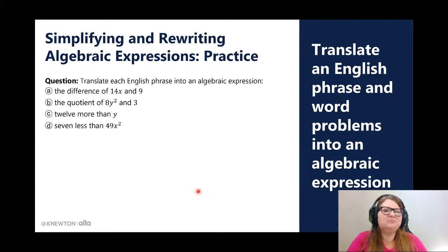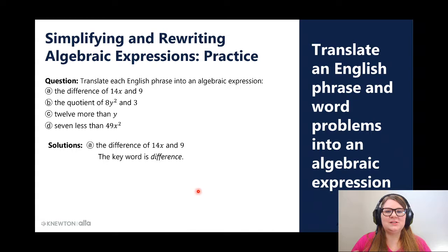So let's look at a few examples. The difference of 14x and 9, well, is that addition, subtraction, multiplication, or division? And is it in the order we see it or the opposite order? Well, difference means subtraction, and we actually get to just keep the order. So we're going to say it's 14x minus 9.